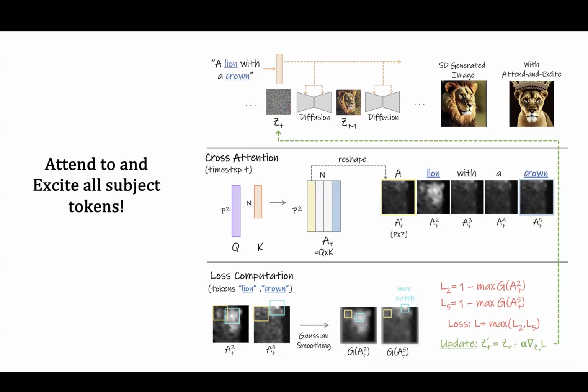So we need to repeat this diffusion step, right? Because now ZT is different. We changed it. So we need to repeat the process, need to repeat the diffusion step to get new cross-attention maps. And you can see here the result after attend and excite. Now, can anyone venture a guess on which denoising steps we need to actually apply attend and excite?